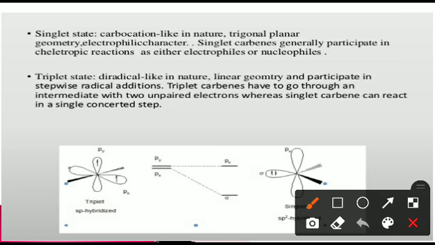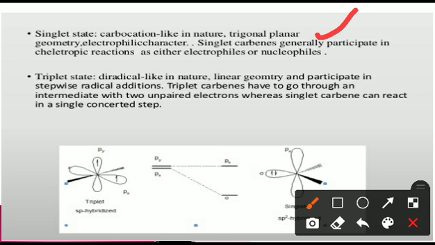Understood? That's why they are sp2 hybridized, and that's why they have a trigonal planar structure. This is electrophilic. The singlet carbene generally participates in electrophilic reactions, acting as either an electrophile or a nucleophile.